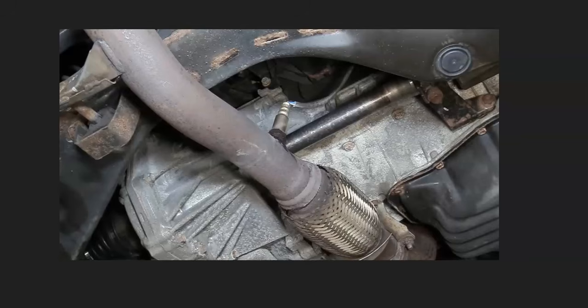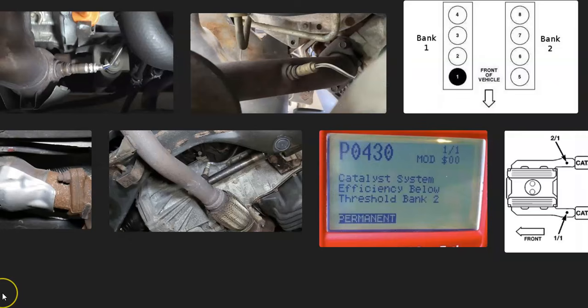But the next thing to do is to test those O2 sensors and be sure they're good. And if those test good, then test the catalytic converter and see if it's failed. And so that's basically it. I just want to give a basic overview of how you go about fixing a Dodge with the P0430 code.